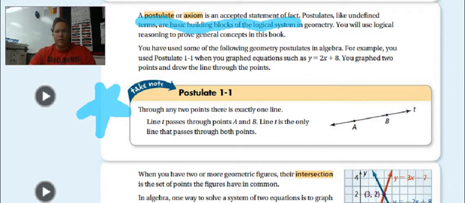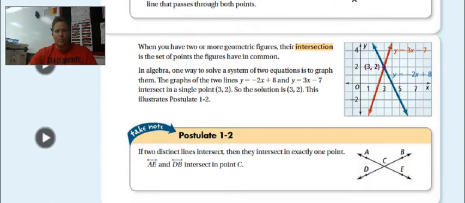So again, if I go through these 2 points, we're going to make just one line. So that's just an axiom. We take that as a statement of truth that we have right there. We don't need to write this down, but obviously when we have 2 lines that come together, we cause an intersection. Pretty straightforward. If 2 distinct lines intersect, then they intersect at exactly 1 point.